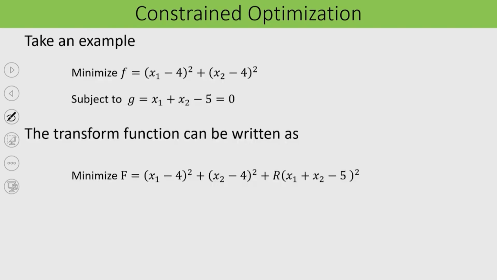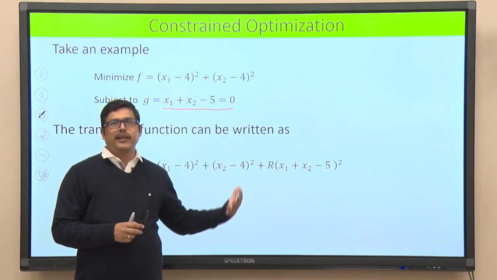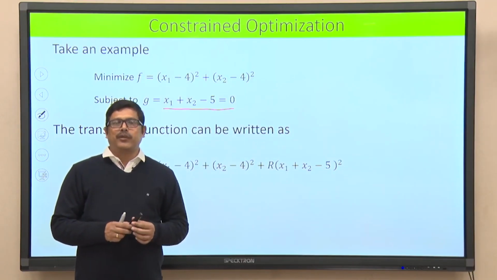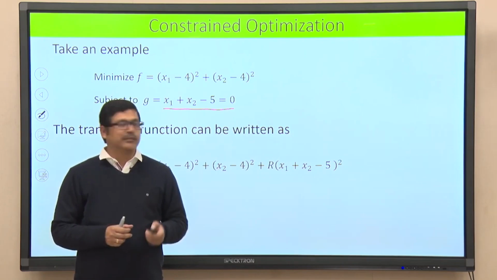Now, I will discuss one example problem. Let us take this example: minimize f equal to (x1 minus 4) whole square plus (x2 minus 4) whole square, subject to z equal to x1 plus x2 minus 5 equal to 0. Here the constraint is equality type, so I will be using the parabolic function.